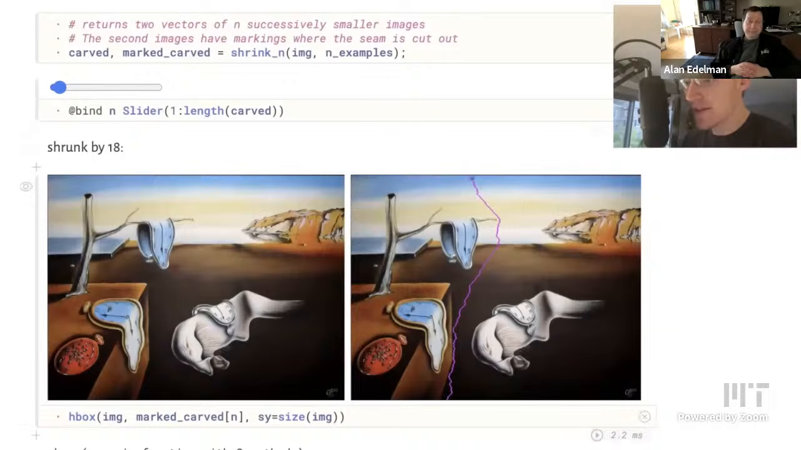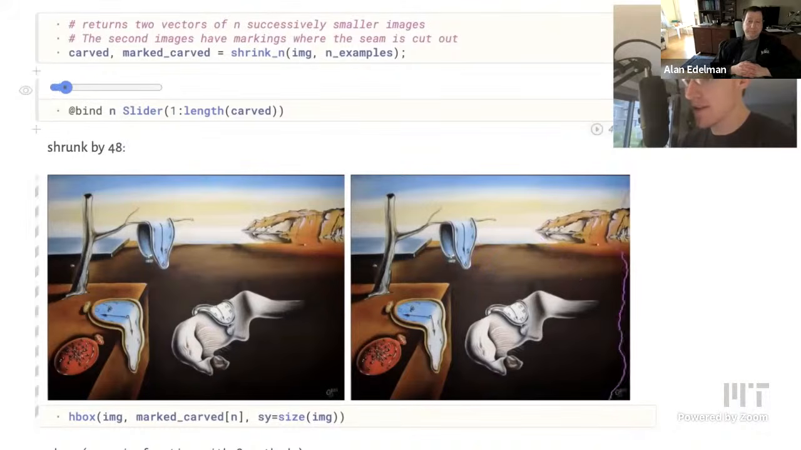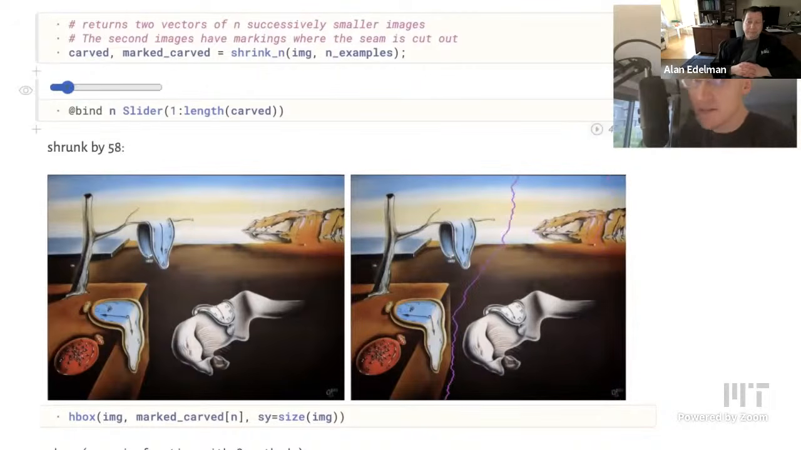So you'll notice right here, it's this path that's avoiding the branch, avoiding the clock, but just going through the sky and the ground. And it's saying that's probably something that we can cut out, and it keeps the image looking largely the same. And as I keep shrinking it further and further, it's choosing these other seams, which look like these pink lightning bolts. So the question is, of course, how do we find that? What is it actually doing?